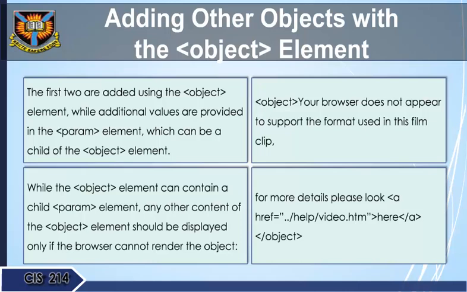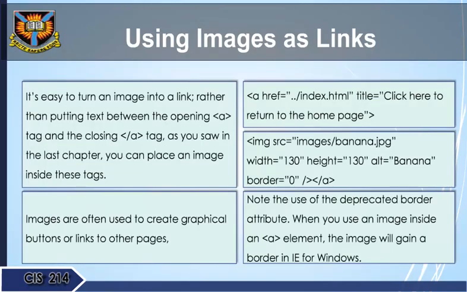While the object element can contain a child param element, any other content of the object element should be displayed only if the browser cannot render the object. Object: your browser does not appear to support the format used in this film clip. For more details, please look at the a href equal to /f/video.htm, here, /a, /object.